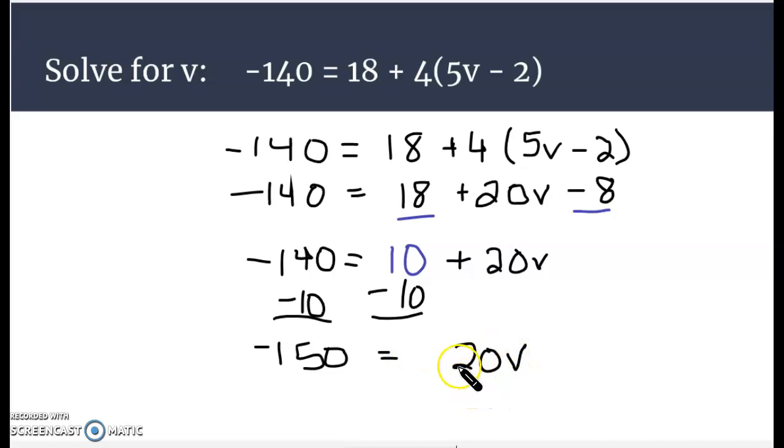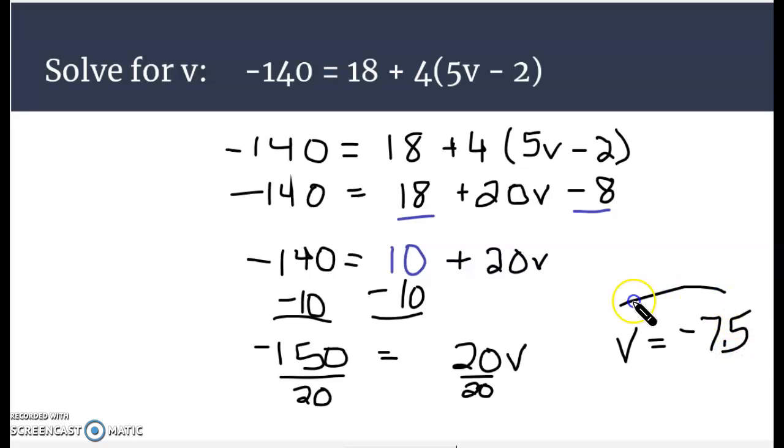All right, one more step. 20 is being multiplied by v. Let's do the opposite of multiply. Let's divide. Divide by 20. All right, and then v is going to equal negative 150 divided by 20. Quick computation in the calculator, we get a negative 7.5. And again, notice the 20 over 20 here. We like to say it cancels out, but it really becomes the number 1, which you don't have to write. 1 times v is still just v.